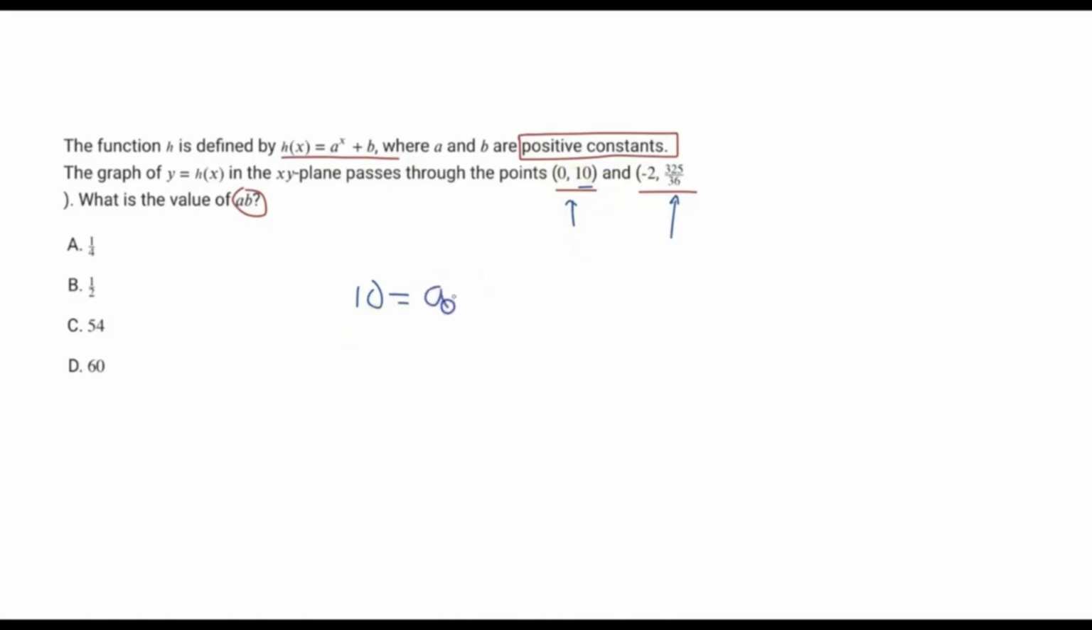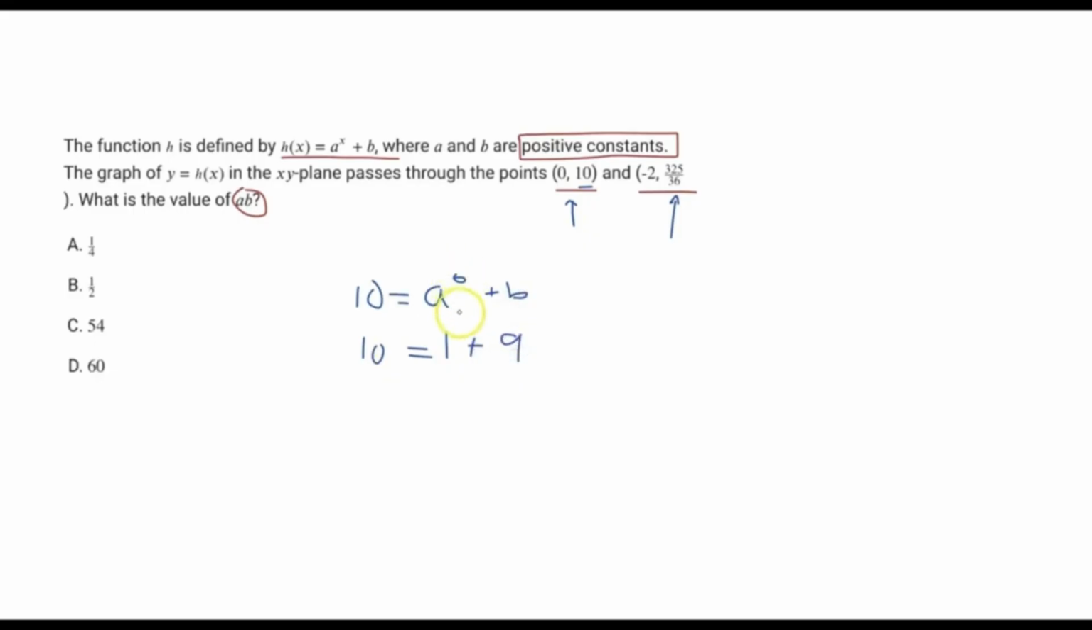So a to the power of 0 is going to give us 1. So here we have 1. So 1 equals 1. So this is plus b. And so what added to 1 gives us 10? Well, that is going to give us a value of 9.